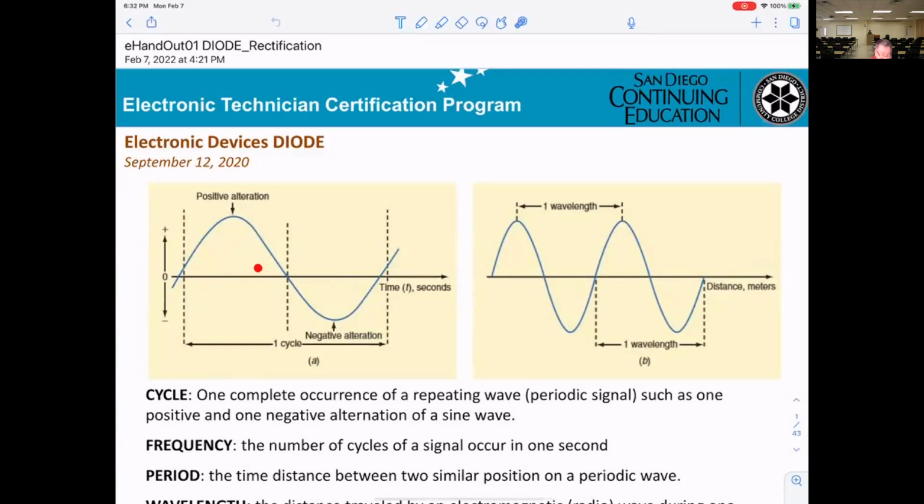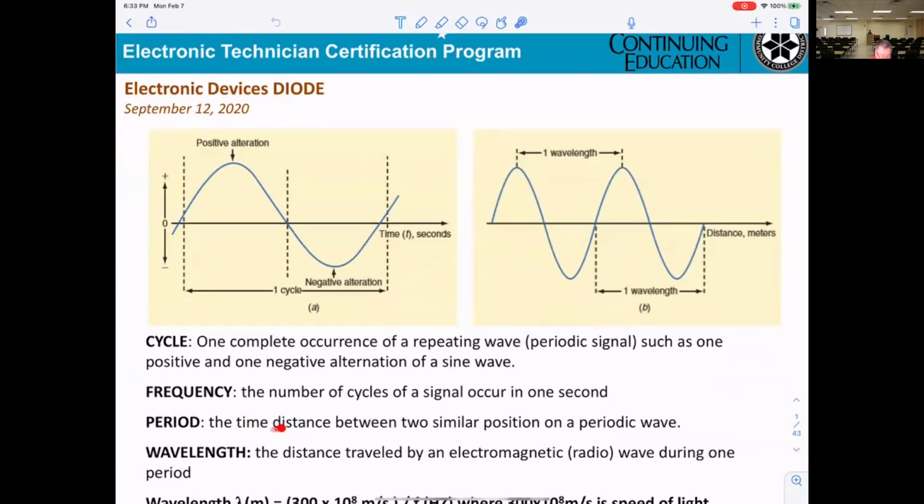And this is what we call a positive alternation and a negative alternation. From here to here is one complete cycle. This is just a basic definition. What is a cycle? One complete occurrence of a repeating periodic wave, that adds one positive and one negative alternation of a sine wave. What is the frequency? The number of cycles of the signal that occur in 1 second. Remember, try to memorize the definition. Period: the time distance between two similar positions on a periodic wave.